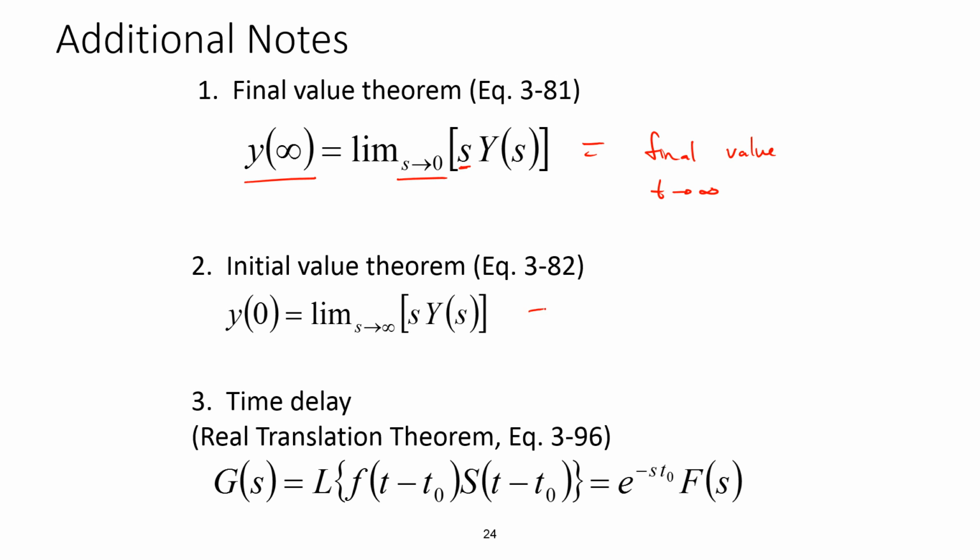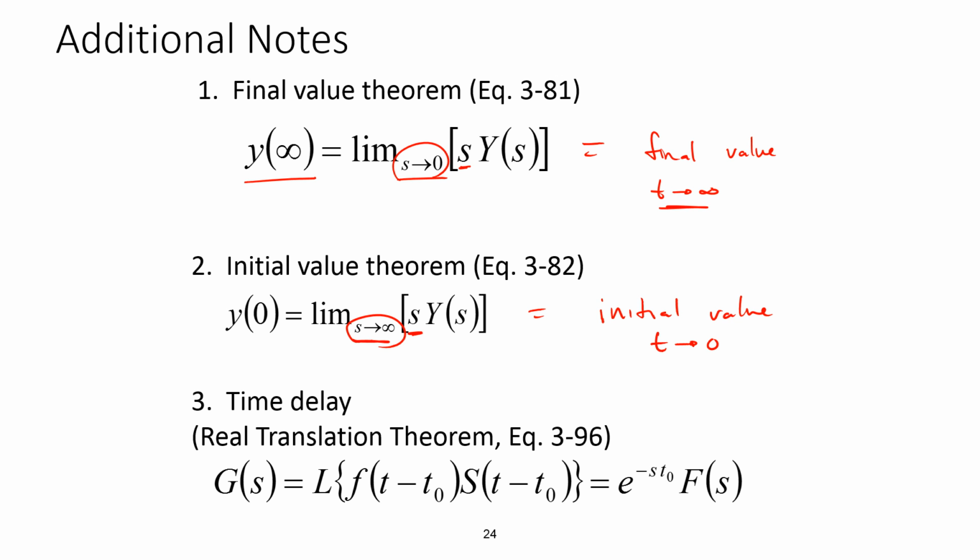And conversely, we can also do this for the initial value theorem. But this is s goes to infinity, so it's kind of the backwards. Okay, so this is the initial value for that function, where t goes to 0, and what you do is you plug in s equals infinity, and in the other case, where t goes to infinity, you plug in s equals 0. Now don't forget to multiply by s in the first place.